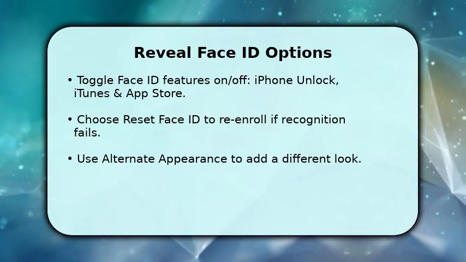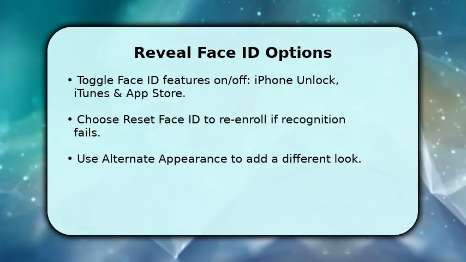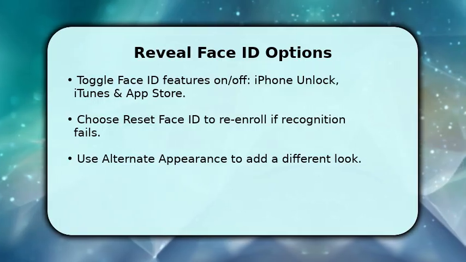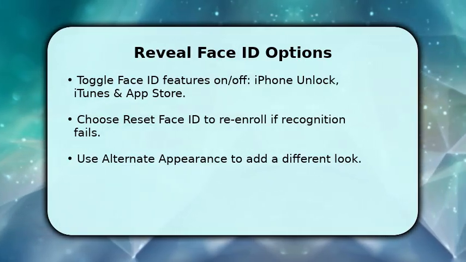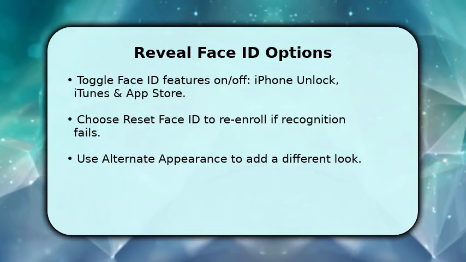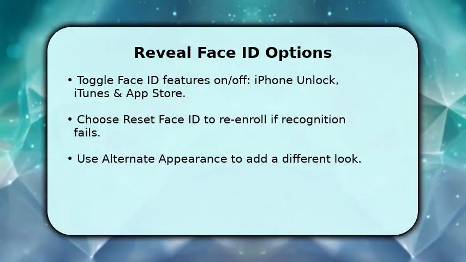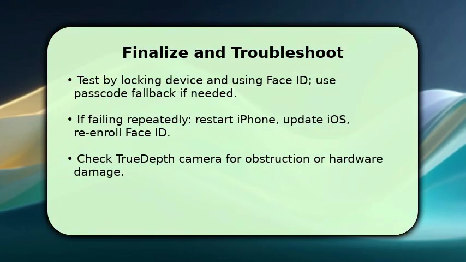To let someone else or a different look work, choose Alternate Appearance. Make sure to observe the on-screen oval and keep a consistent distance. Once enrollment finishes, Face ID settings and passcode fallback will finish by locking the phone and testing Face ID.